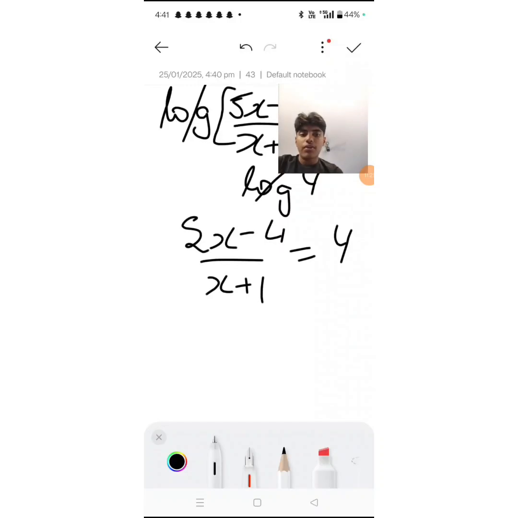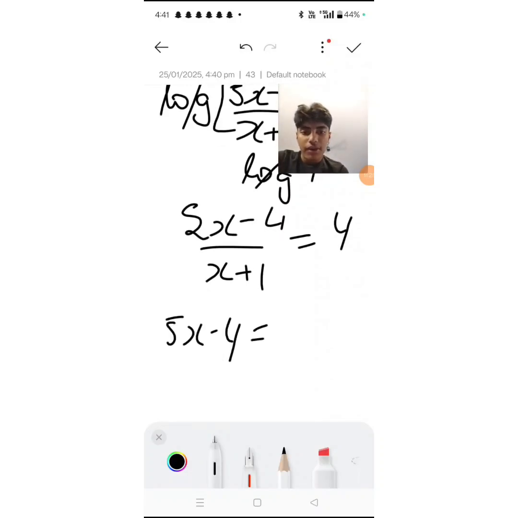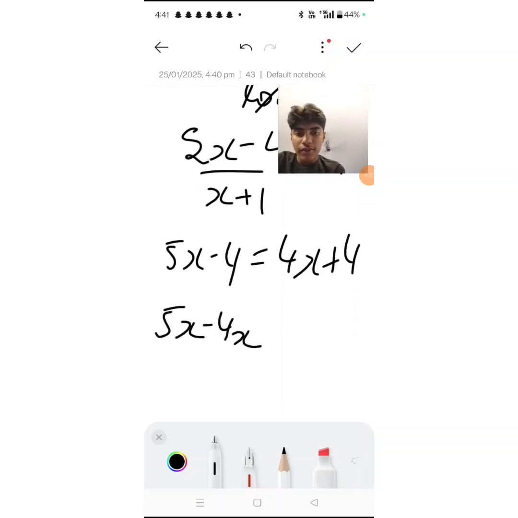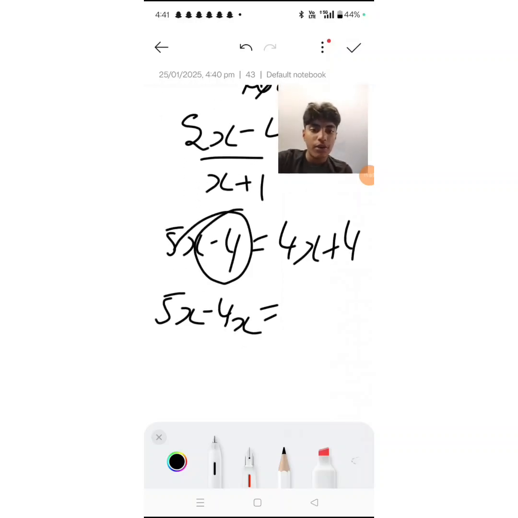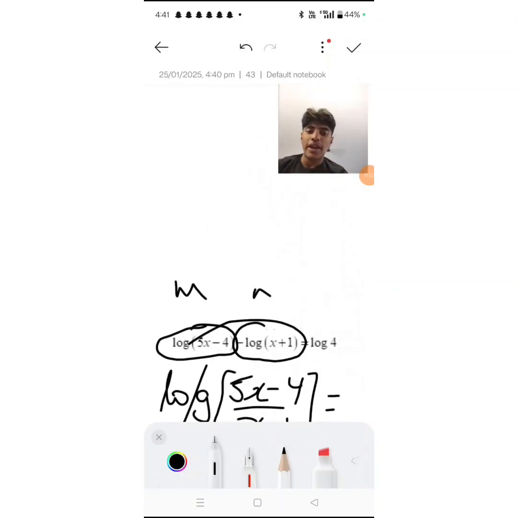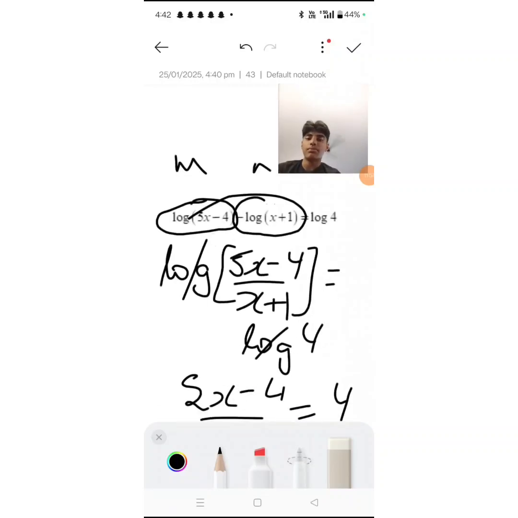So it's 5x minus 4 is equal to 4x plus 4, because I cross multiplied it. Now take 4x to the other side. So 5x minus 4x is equal to, take this minus 4 to the other side, becomes plus 4. So 4 plus 4. So ultimately x is just equal to 8. So therefore we have gotten the value of x as 8. So whenever you have to solve for x, you just have to use this rule. It's quite easy. It's just your LHS RHS, right?